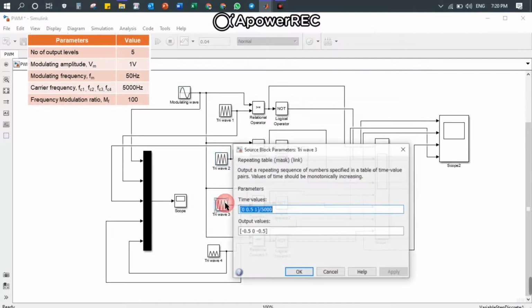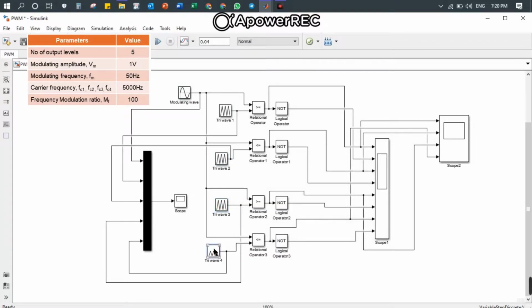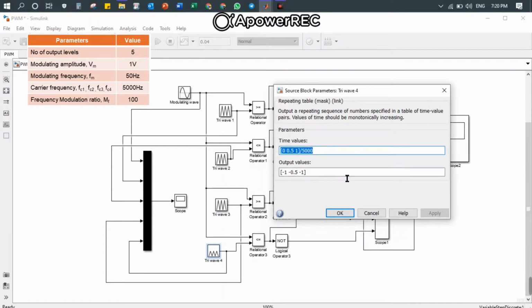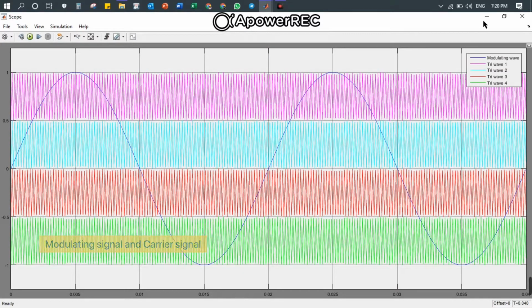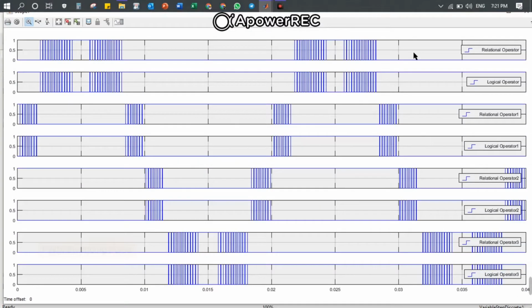Here are the parameters that are being used for the PWM technique. Later on, the same circuit will be used for both cascaded H-bridge and cross-connected source multi-level inverter as their switching pulse. After running the program, we can obtain the switching pulse for each switch.